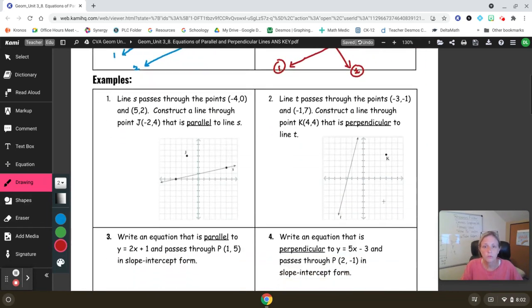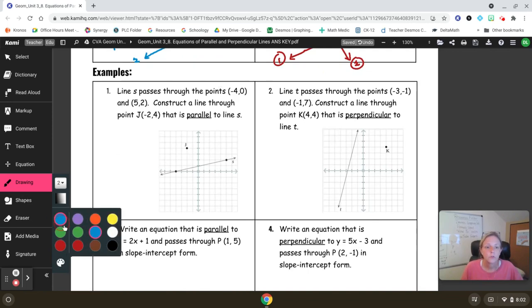Okay, so let's run through some examples. For this first one, it says line S passes through the points -4, 0, that's this point right here, and 5, 2, that's this point right here. Construct a line through point J, which is -2, 4. That's this line right here. That is parallel. Parallel is going to be key.